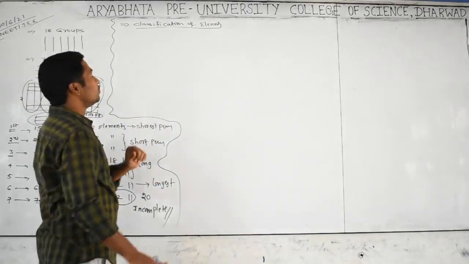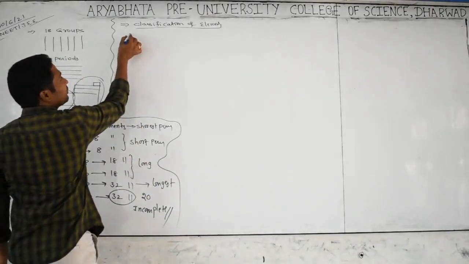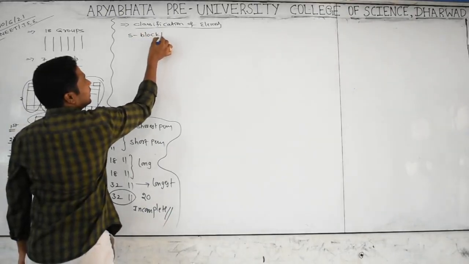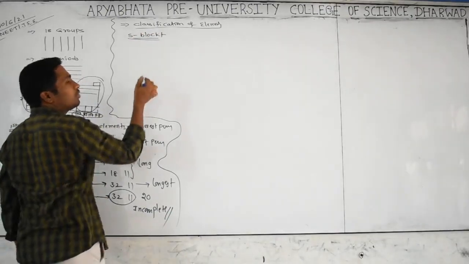Yes or no? So based on entry we are calling them into different categories. The first one is the s block elements. Sir, what is the meaning of s block element?